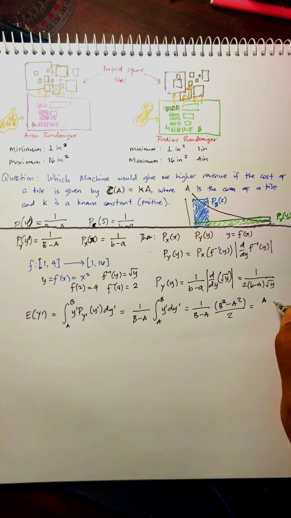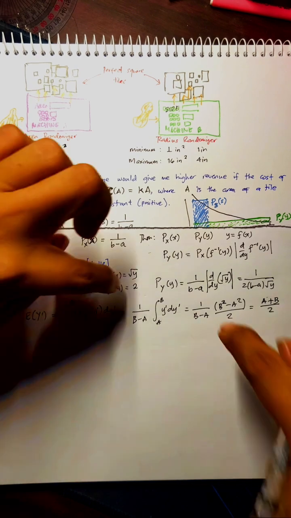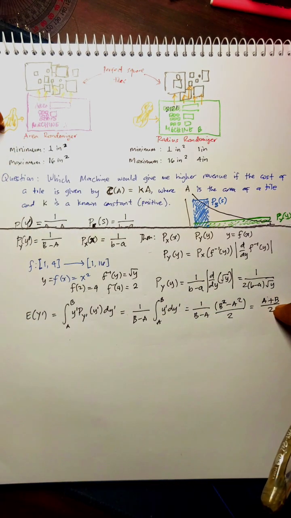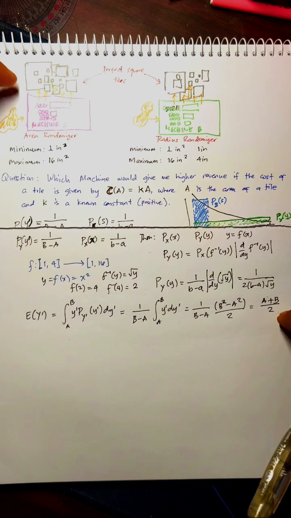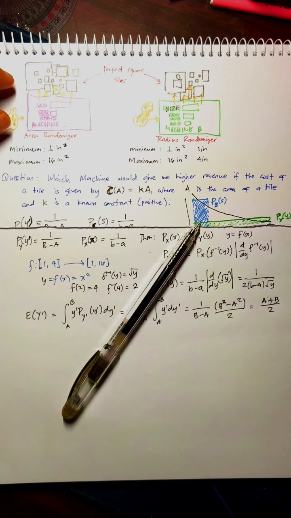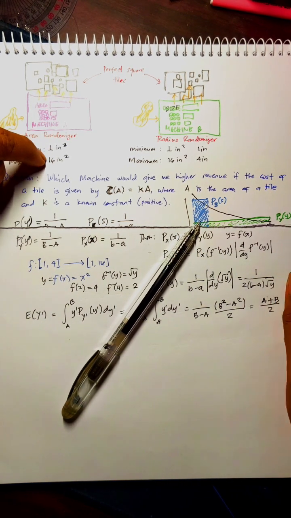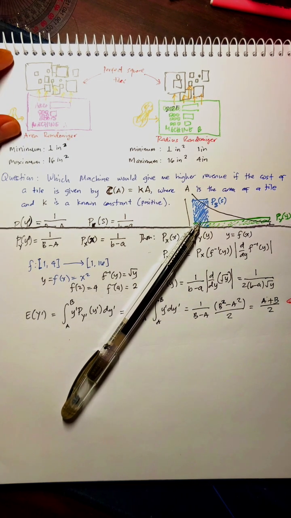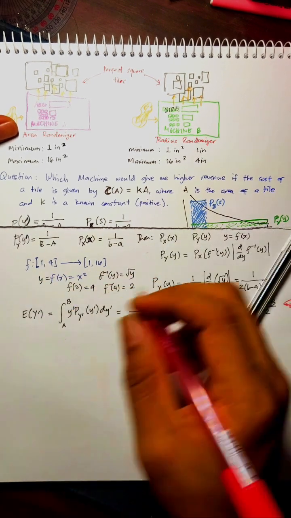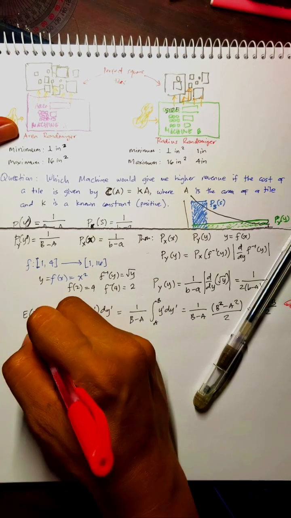Okay, the expectation value for that is (a plus b) over 2, which is actually, we don't even need to go to the integration. For a uniform distribution, the mean value is just the minimum plus the maximum over 2. In this case, the average value for machine A would be (1 plus 16) divided by 2, so 17 divided by 2, which is equal to 8.5. It's just 8.5.